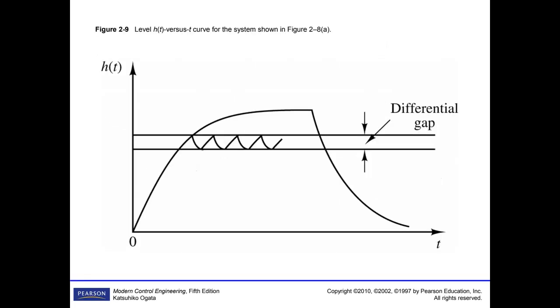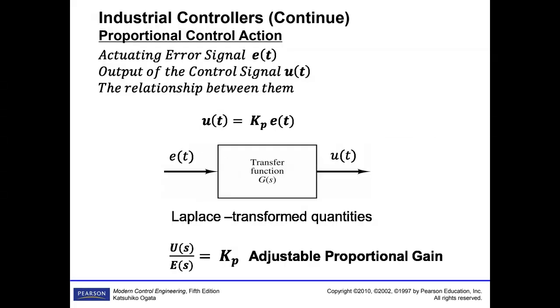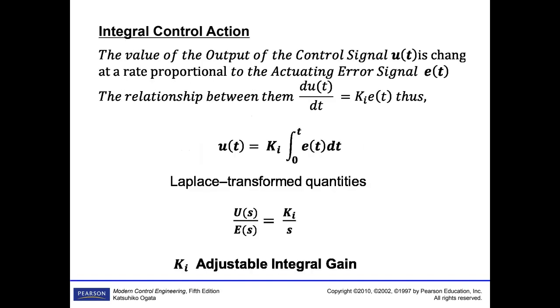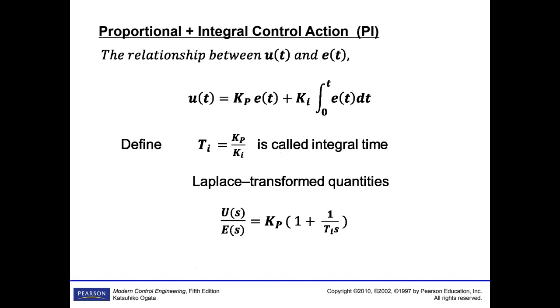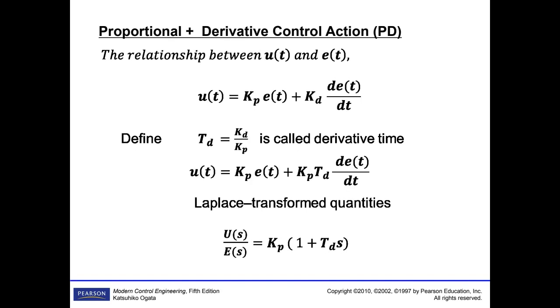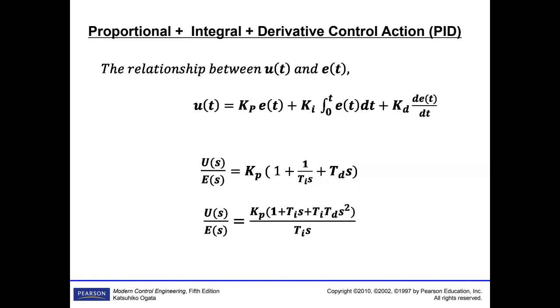Integral controller, and also proportional integral, proportional derivative, proportional integral derivative. At the end, we add two zeros and a pole. This is what PID is all about. That's the one.